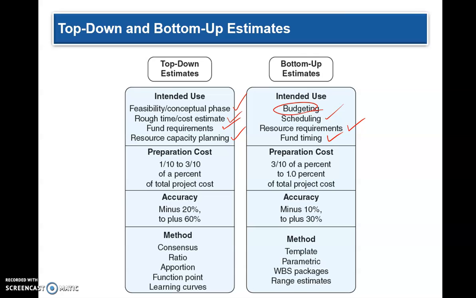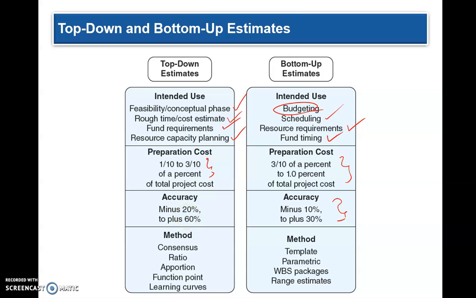Cost-wise, the preparation for top-down is 1/10 to 3/10% of the total project cost, whereas bottom-up is a bit higher because it is more detailed. The accuracy is also better, more accurate, because it is more detailed. The accuracy for the bottom-up estimate is minus 10% to plus 30%, while it is minus 20% to plus 60% for the top-down estimate.